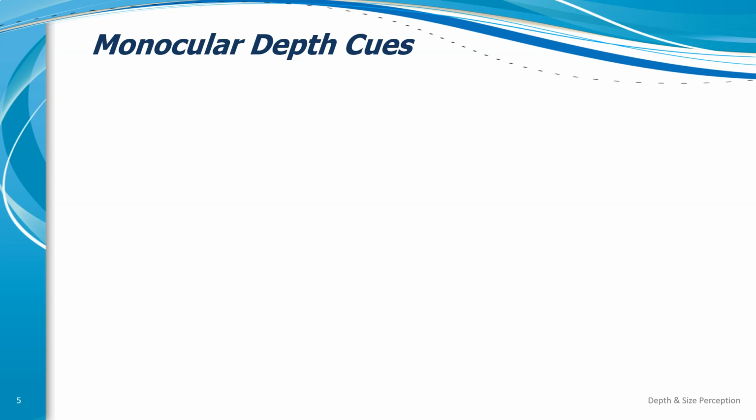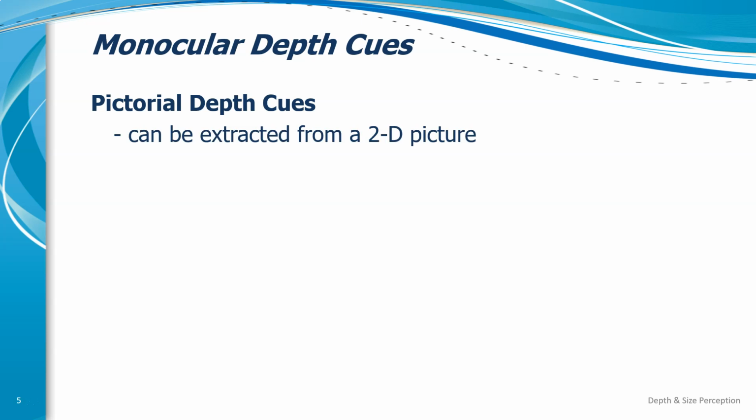The first category is monocular depth cues, which literally means one eye depth cues. If you only have one eye, that's too bad, but you can still get some depth out of the world around you. A subcategory is pictorial depth cues, which are depth cues in pictures. Okay, pictures, drawings, or photographs, paintings, these kinds of things.